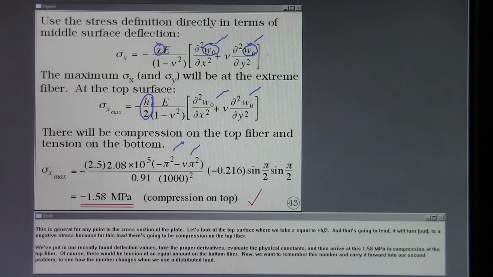Now we want to remember this number and carry it forward into our second problem to see how the number changes when we use a distributed load.